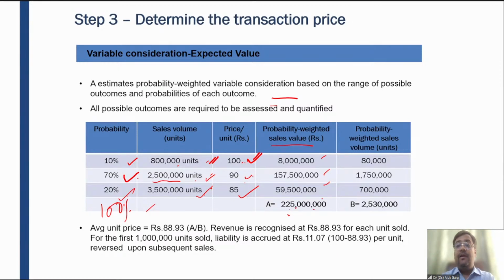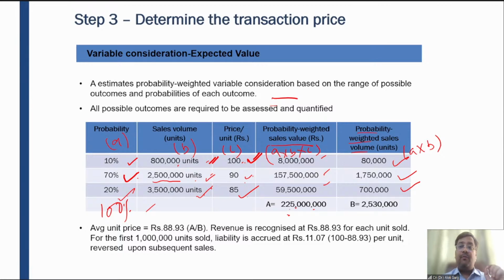Now, what is my probability weighted sales volume? My probability weighted sales volume is A multiplied by B. This is A, B, and C. The sales value is A multiplied by B multiplied by C, and the sales volume is A multiplied by B. So my probability weighted sales volume is 10% multiplied by 8 lakh, which is 80,000. 70% multiplied by 25 lakh, which is 17 lakh 50,000. 20% multiplied by 35 lakh, which is 7 lakh. Clear? So the total probability weighted sales volume is 25 lakh 30,000 units.